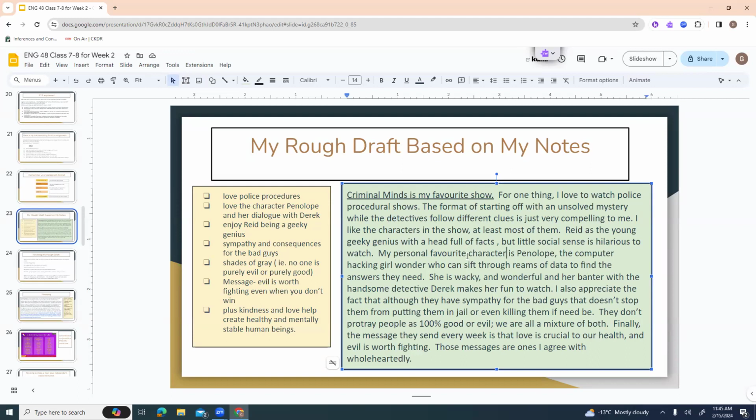I also appreciate the fact that although they have sympathy for the bad guys, that doesn't stop them from putting them in jail or even killing them if need be. They don't portray people as 100% good or evil. We are all a mixture of both. Finally, the message they send every week is that love is crucial to our health and evil is worth fighting. Those messages are ones I agree with wholeheartedly. So here, I'm going to say these two sentences are kind of working together to act as my closing sentence.